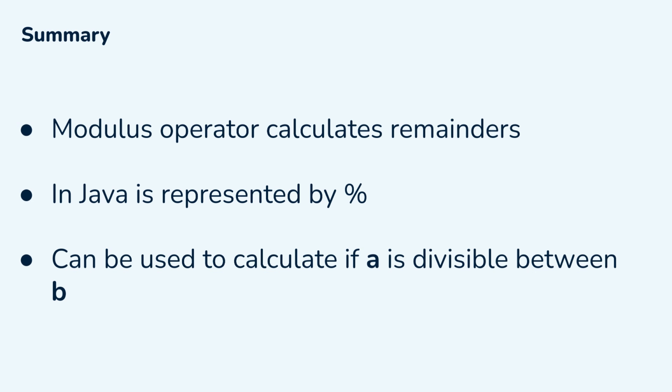So we can conclude that the modulus operator calculates remainders after performing an integer division. In Java, the modulus operator is represented by the percentage symbol. And finally, the modulus operator can be used to calculate if A is divisible between B.